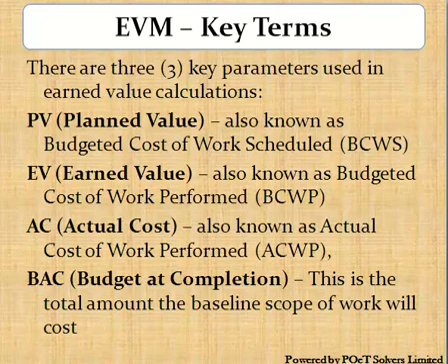The final term that will be used in our earned value calculations is the budget at completion or BAC. The budget at completion is the total amount the baseline scope of work will cost. This is the same as the project budget.